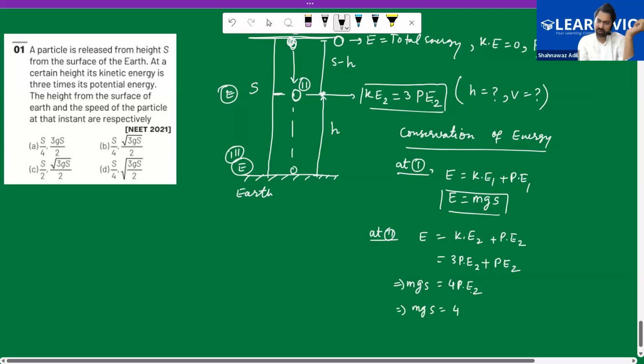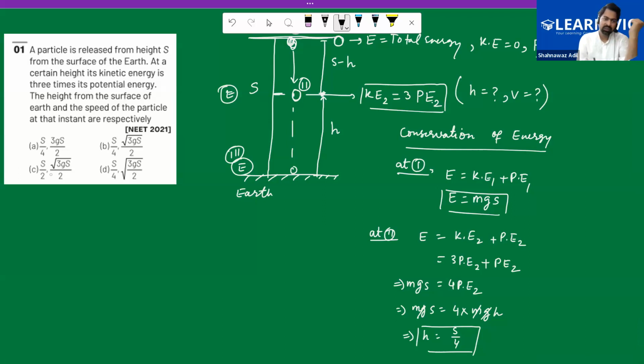So this is 4, this height is mgh. So mg, mg cancels and h is s by 4. So that is the answer, right? Is it clear? So we have two options which say S by 4, so A and D.